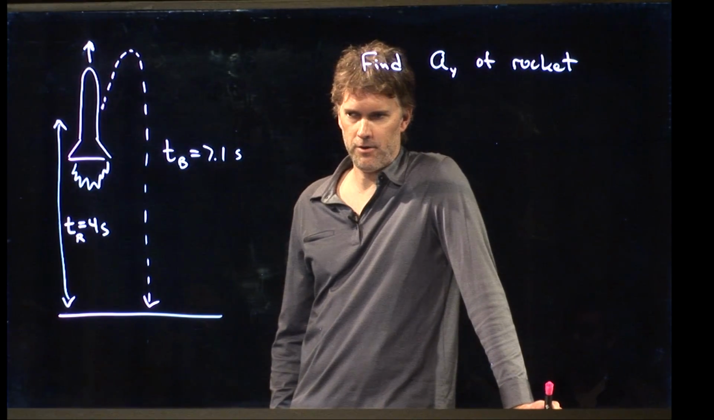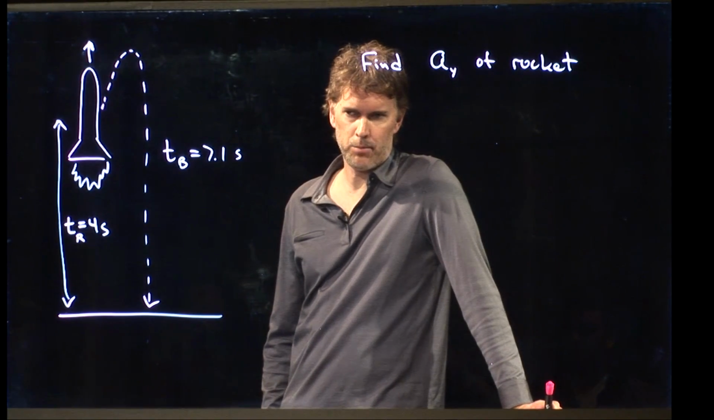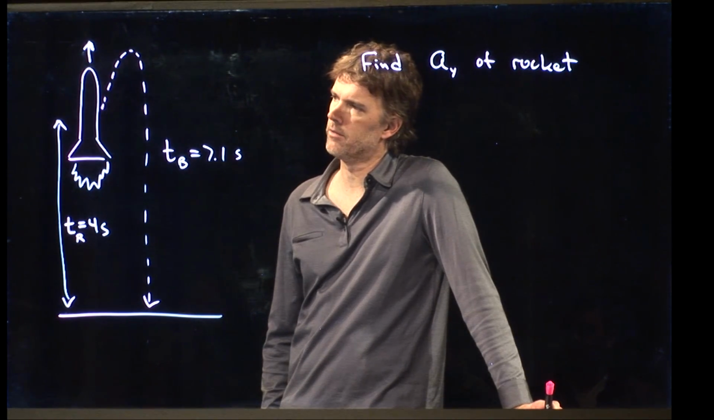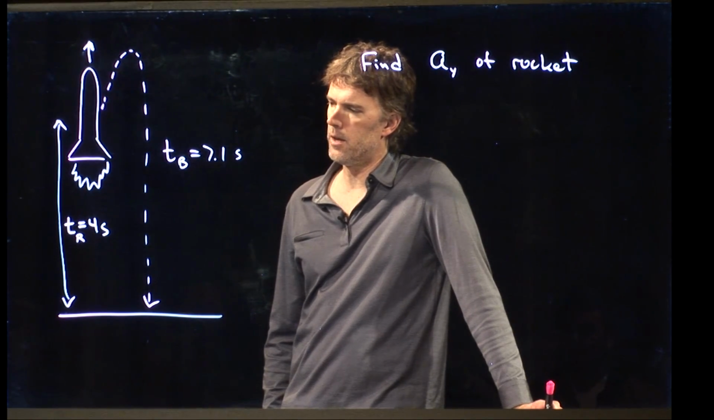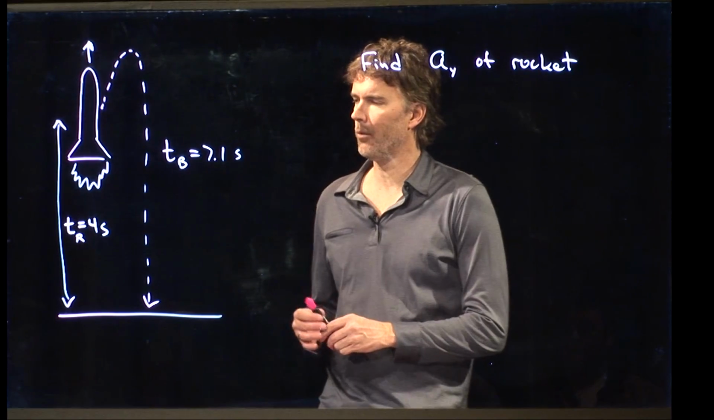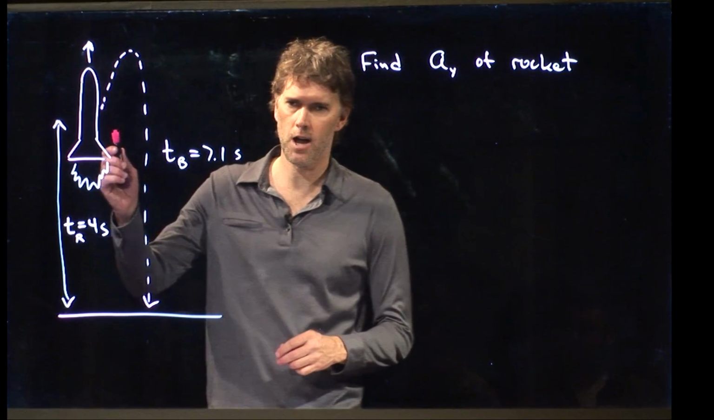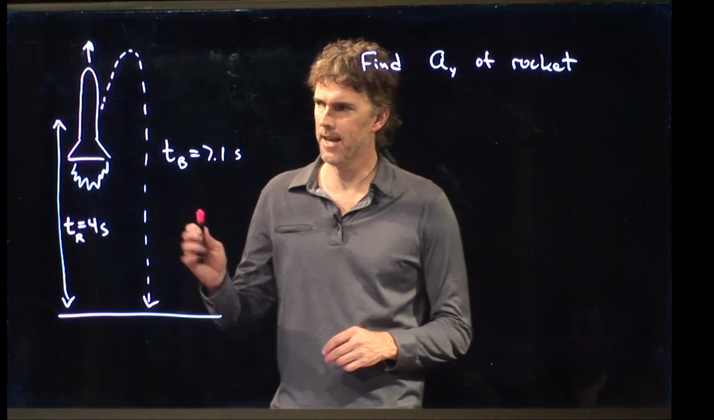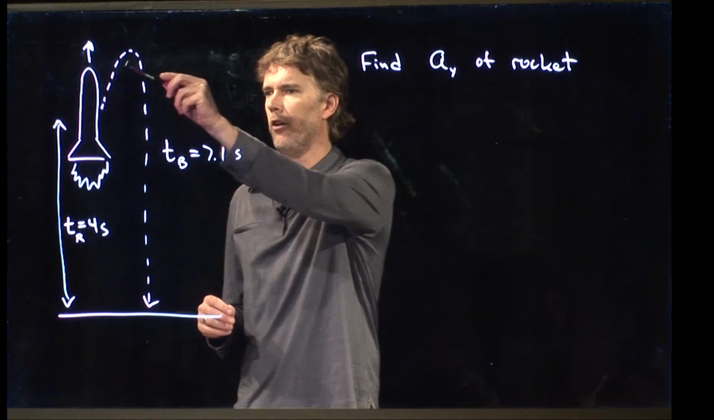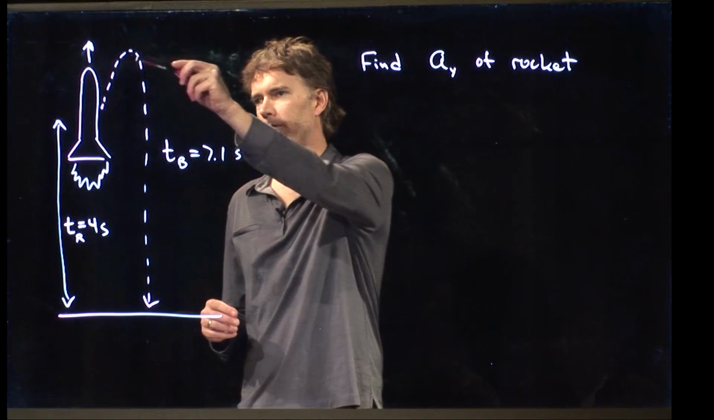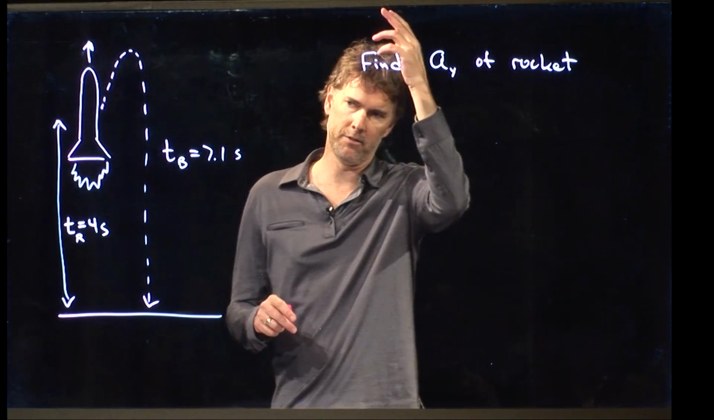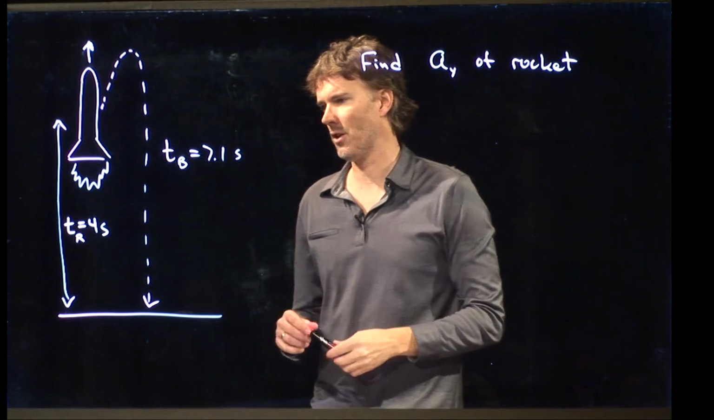Hello class, Professor Anderson here. Let's take a look at a problem that some of you are having some trouble with. This is the rocket problem. The idea is that we have a rocket that takes off, and 4 seconds after takeoff, there is a bolt that falls off, and the bolt follows this sort of trajectory. It rises a little bit, and then it falls back down to Earth.